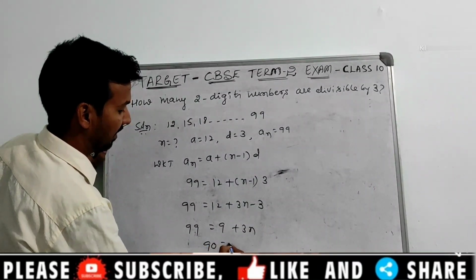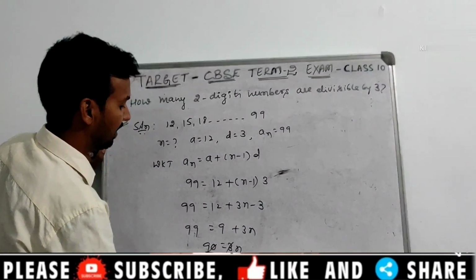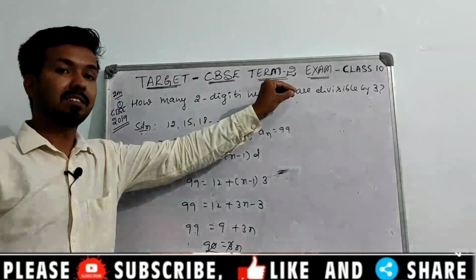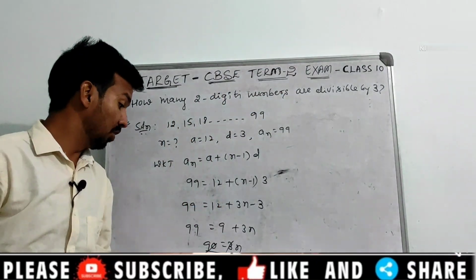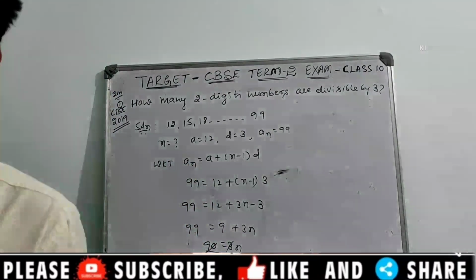Therefore 90 equals 3n. 3 tens are 30. How many numbers are there? The 30 two-digit numbers are divisible by 3, children.